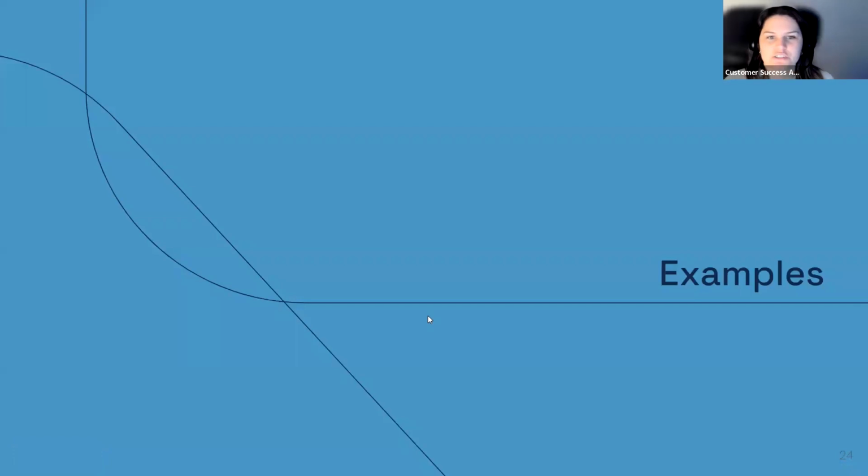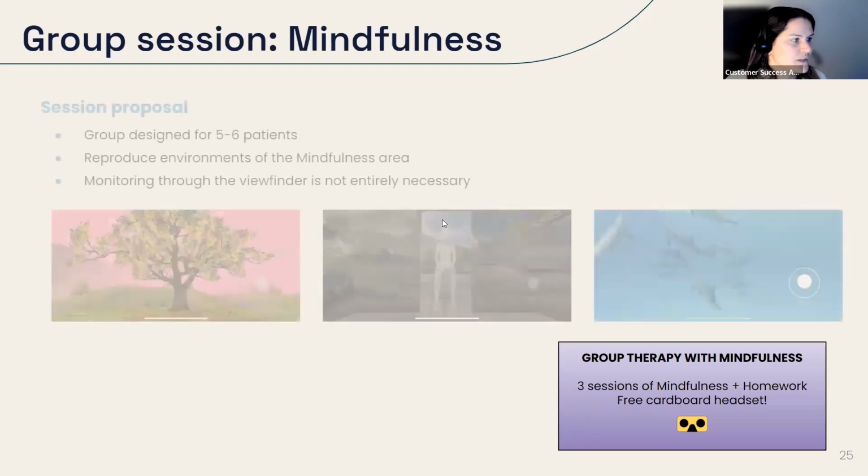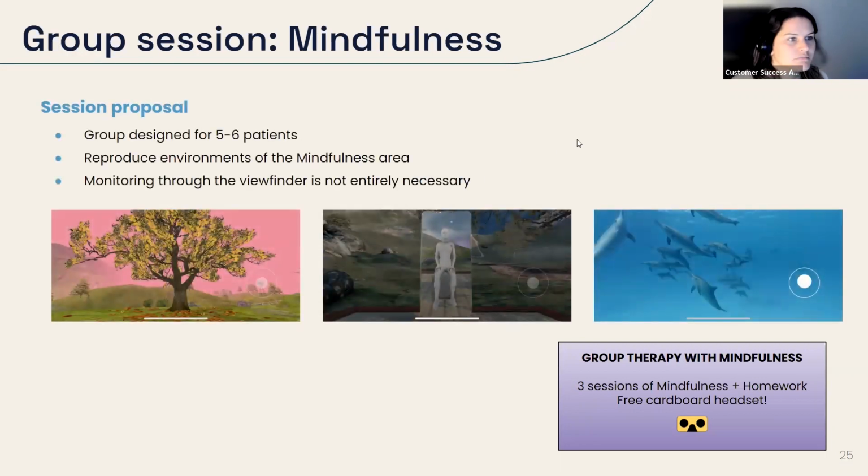Okay, now we'll show some examples, as I was saying before, of a group session. It's just kind of like a session proposal that you can do. So you can propose a group session designed for 5 or 6 patients. Then you can reproduce environments of the mindfulness area. And remember that monitoring through the viewer is not entirely necessary.